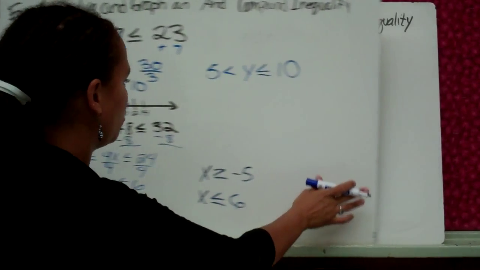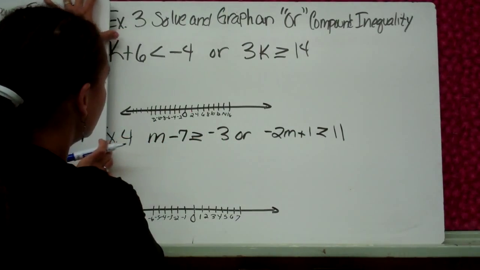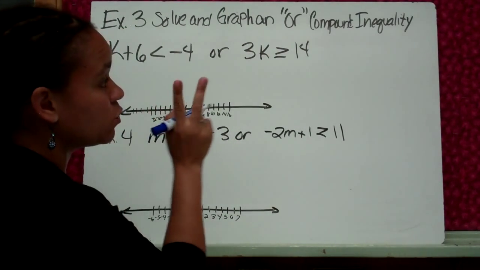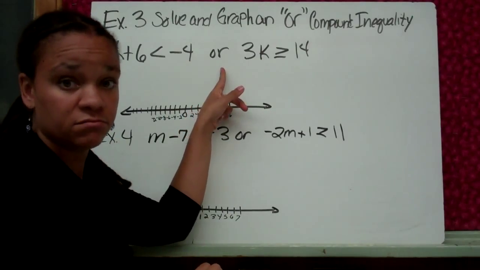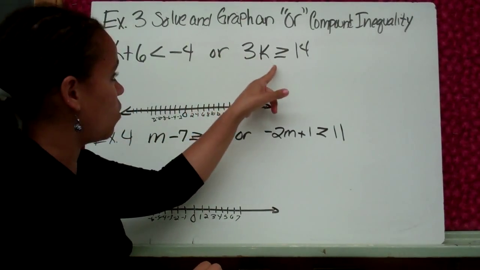All right, let's look at 2 more examples. So example 3, solve and graph. These are or. So now we have or here, and it'll tell you or. We want this or that.